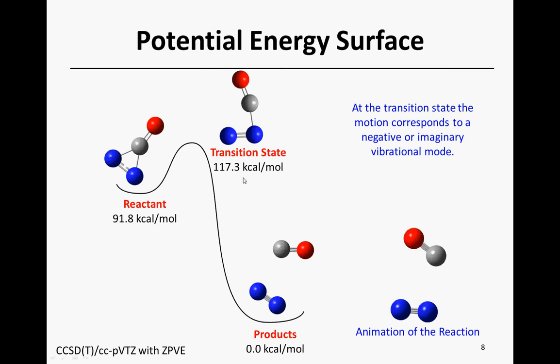And the important thing to know about a transition state compared to a reactant or a product ground state is that at the transition state, this motion of the carbon atom from being bonded to both nitrogens to being not bonded to both nitrogens is a negative or imaginary vibrational mode. It corresponds to that motion that takes place for one molecular vibration in which the carbon pops off that ring. And the characteristic of every transition state is that they have exactly one imaginary or negative vibrational mode.